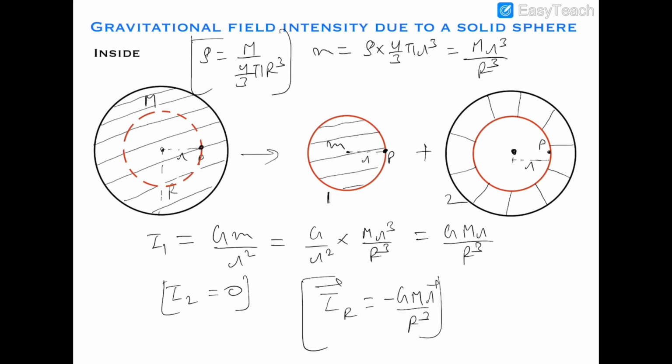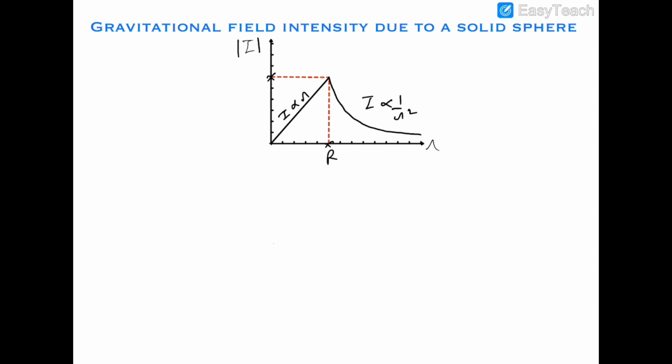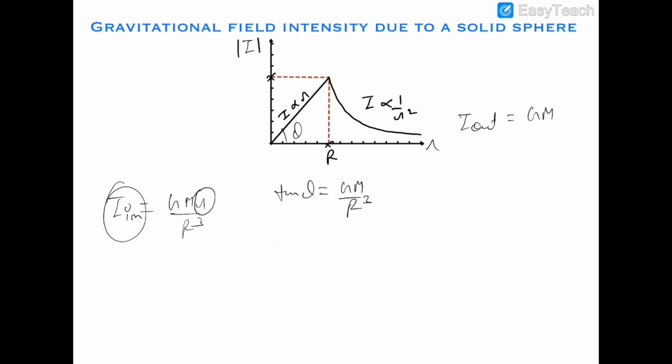Okay. So if we plot the graph between these two, inside you can see that I in is GMr by R cube. So this is proportional to r. So it would be a straight line whose slope, tan theta, will be equal to GM by R cube, and afterwards it would be a hyperbola because I outside is GM by r square.